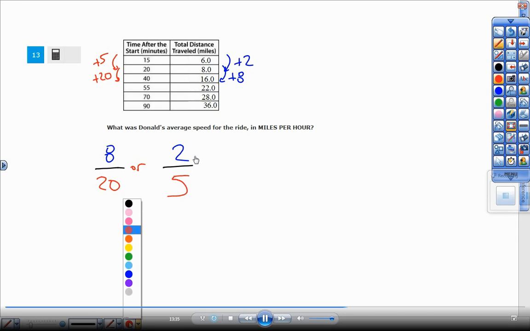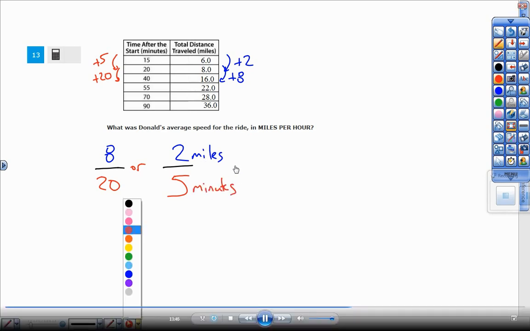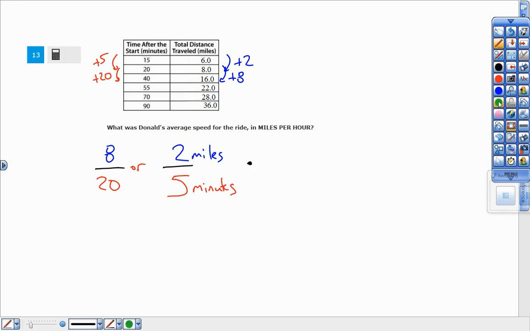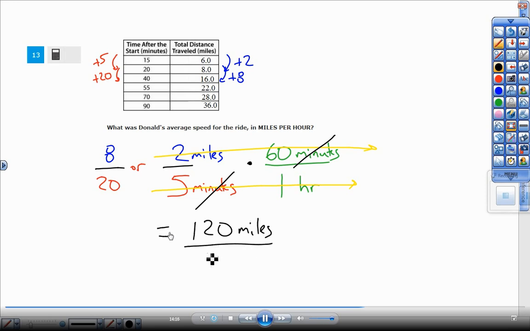That would be 2 miles over 5 minutes. And if I multiply that by 60 miles per hour, and again, 60 minutes for every 1 hour, timesing straight across, my minutes units will cancel. 2 times that 60 gives me 120 miles over 5 hours, because there's only hours units now, and dividing that down to its unit rate gives me 24 miles for every 1 hour.